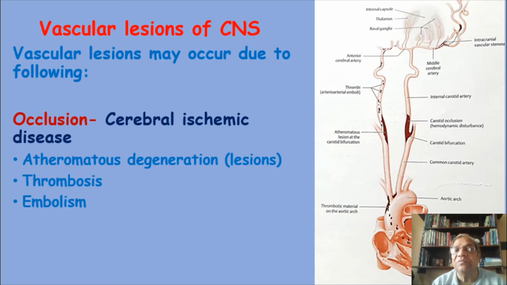Similarly, the vessels which are supplying the brain are affected in a similar way, so the degenerative changes, what are called atheromatous degenerative changes, may lead to blockage, and this condition is called cerebral ischemic disease. Ischemia means stoppage of the blood supply or less blood supply to a particular tissue to which the artery is going. So this is called cerebral ischemic disease.